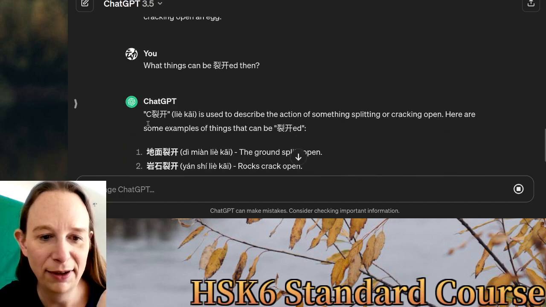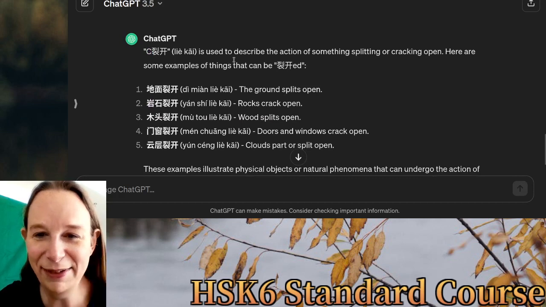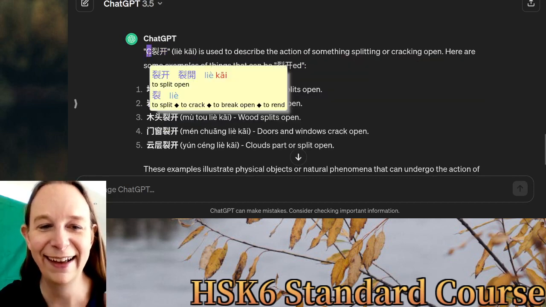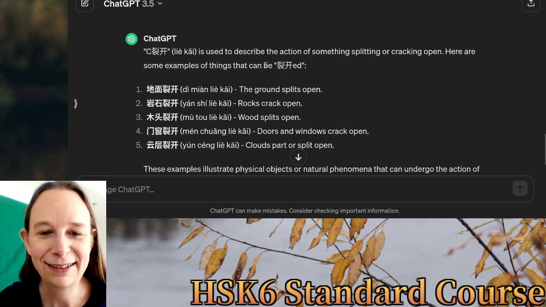Did I make a typo? Where's there a C there? ChatGPT actually made a typo, right? That's a typo. I didn't know AI can make typos.